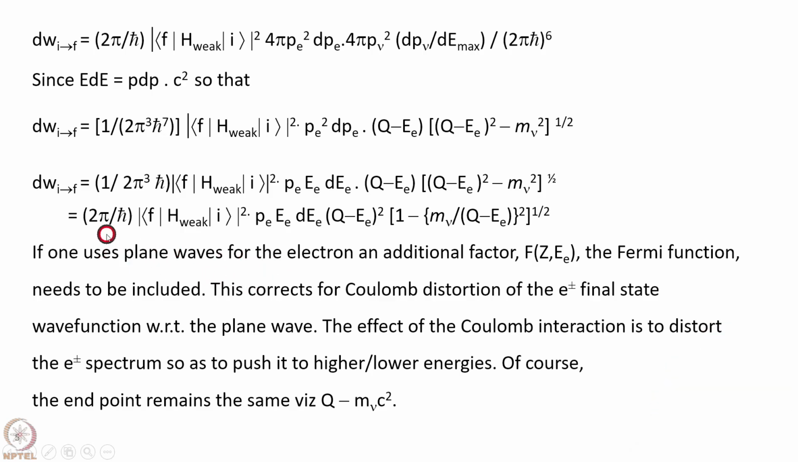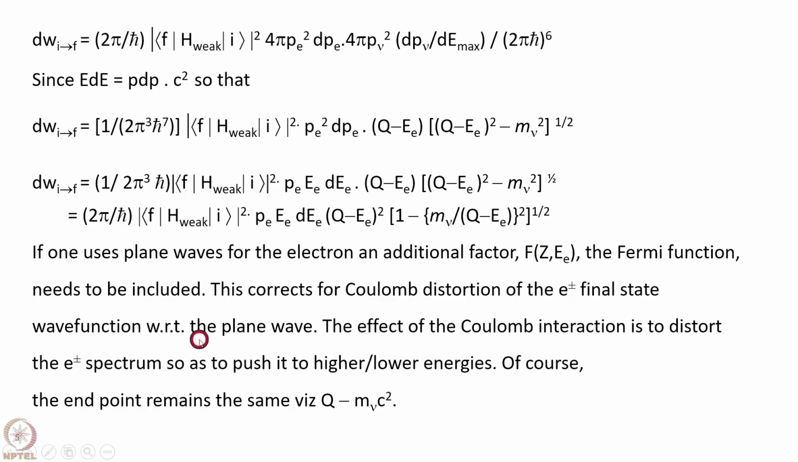So, if one uses plane waves, then of course what you actually need is an additional factor called the Fermi function F(Z, E), where Coulomb effects are taken into account. Coulomb effects meaning the final state is affected by the Coulomb field of the daughter nucleus, and this F(Z, E) takes into account that effect. So it is actually a function of both the charge of the daughter nucleus, as well as the energy of the electron. The effect is less for higher energies, the effect is more for higher Z.